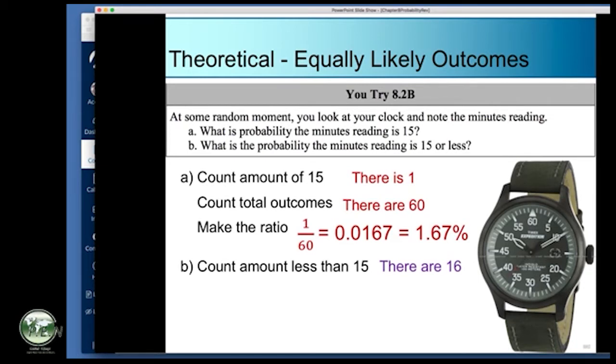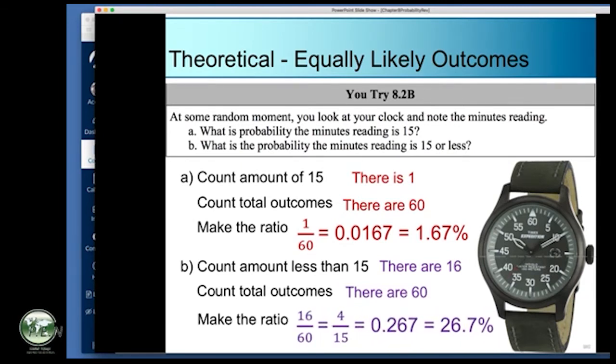And the only reason I knew this is because I tried this problem, and the back of the book said 16. I go, come on, I'm a math teacher, I should know this. Oh shoot, I forgot to count the 0 minute. That's why I put this face there. If you actually see things, then you make it as concrete as you can by looking at pictures. But there's still 60 total outcomes. Make the ratio 16 out of 60. 4/15ths, which is 0.267, which is about 26% chance.